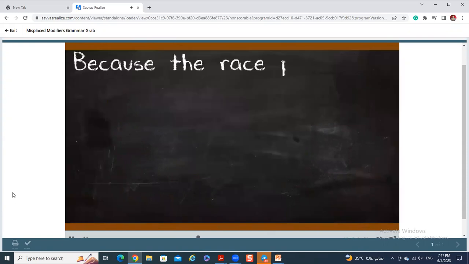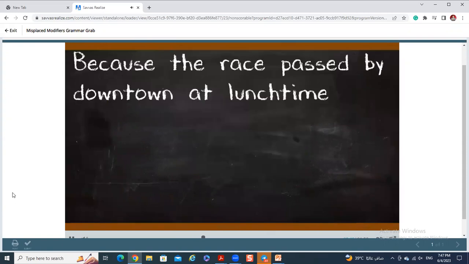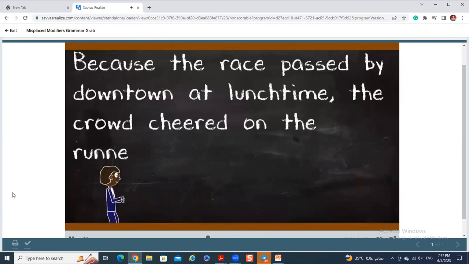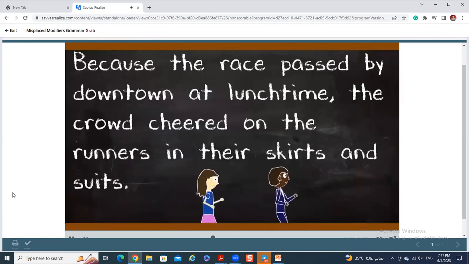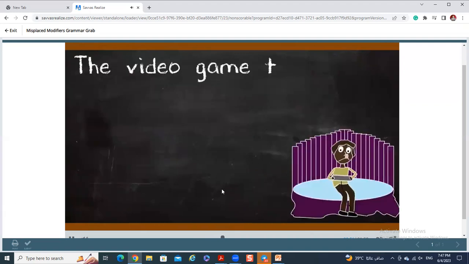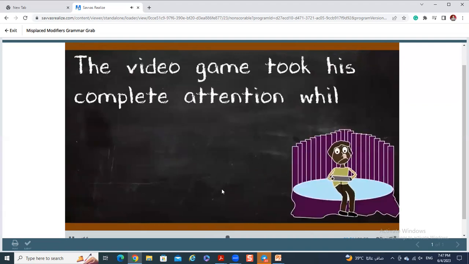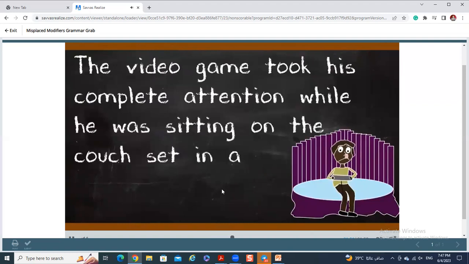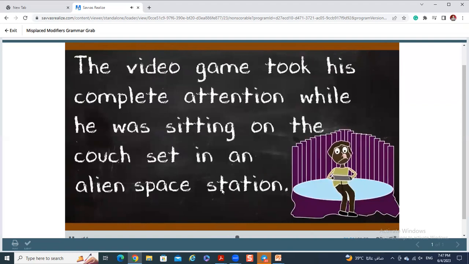Because the race passed by downtown at lunchtime, the crowd cheered on the runners in their skirts and suits. What? The runners are running in their skirts and suits? The video game took his complete attention while he was sitting on the couch set in an alien space station. Wait, he was sitting on a couch that is in an alien space station? Misplaced modifiers change the meaning of the sentence away from what you want to say. It's a common mistake, and it's easy to fix.